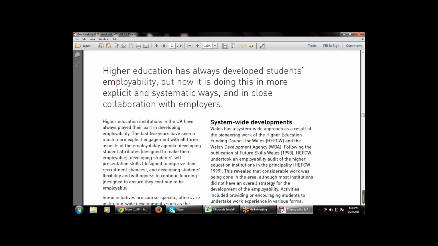Then developing the student self presentation skills, that is building confidence among the students. And the next part is developing the student flexibility and willingness to continue to learn, that is designed to ensure that they continue to be employable.